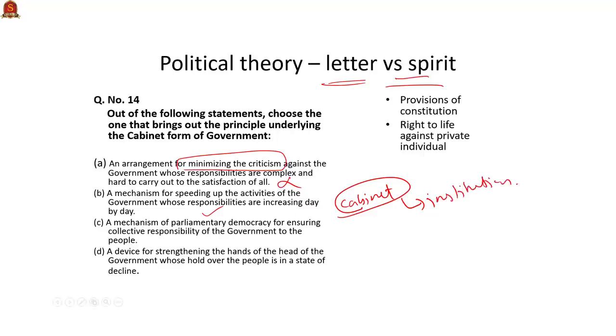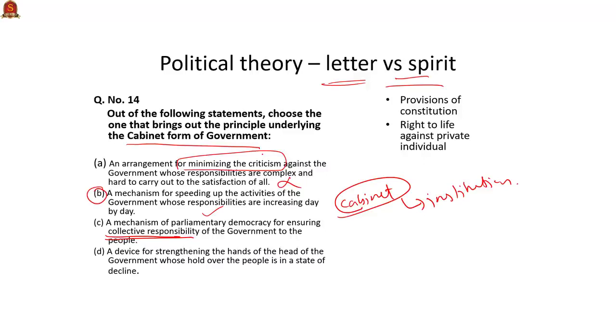This statement appears to be correct. So you may think B is correct. C, a mechanism of parliamentary democracy for ensuring collective responsibility of the government to the people. Okay, now why do we have C here? See, this is where once again underline cabinet form of government.